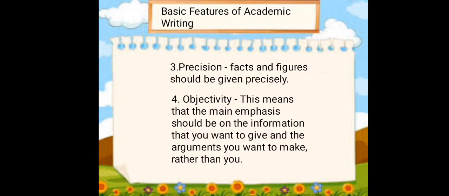Basic features of academic writing. The third one is precision. Facts and figures should be given precisely. So, when you are going to write academic writing, you need to provide factual evidences, strong points of view, and true opinions, with basis.